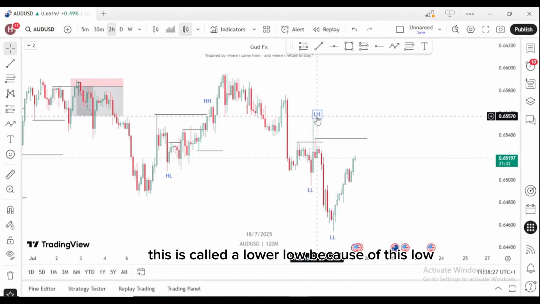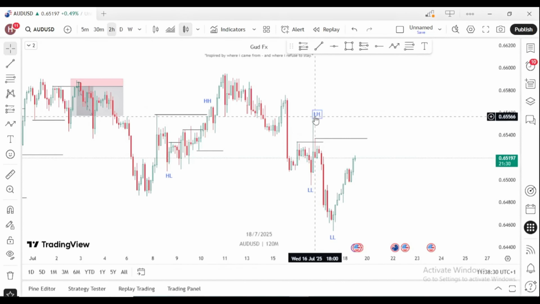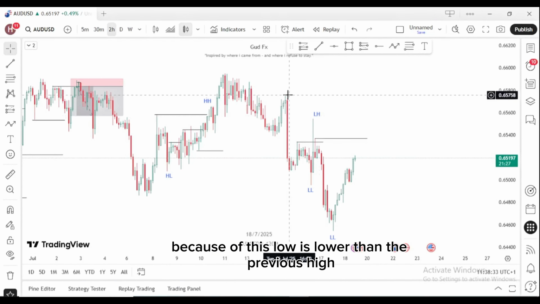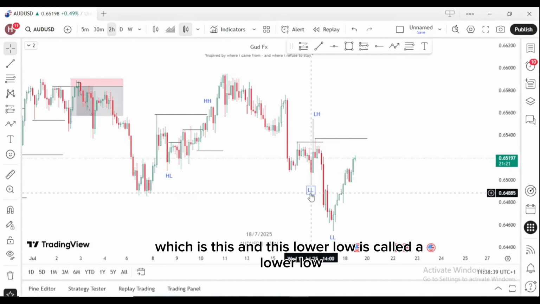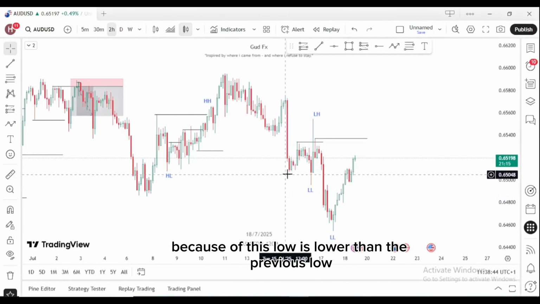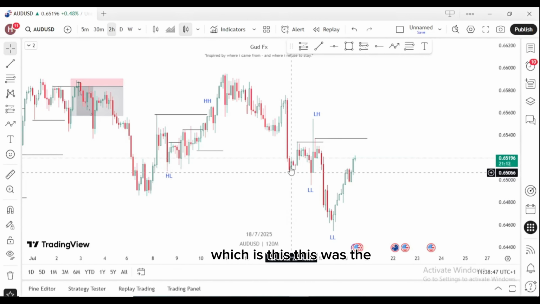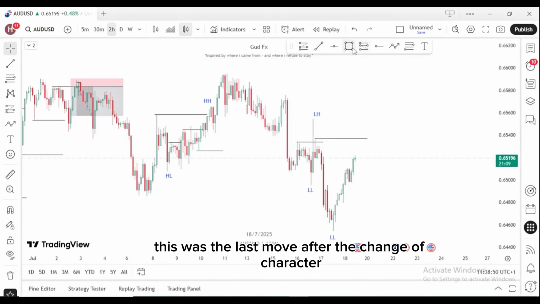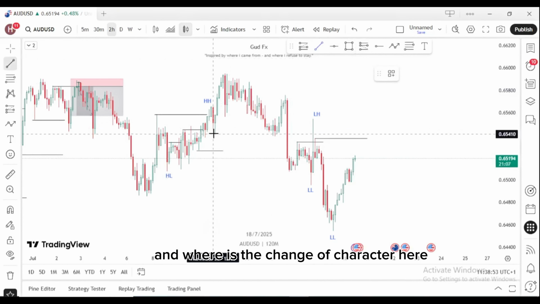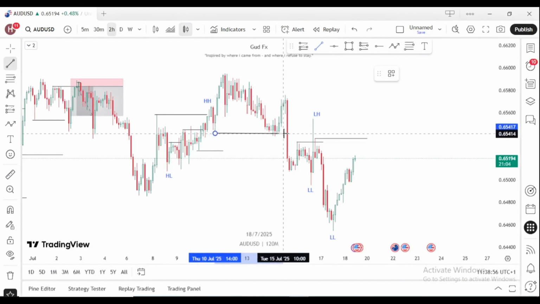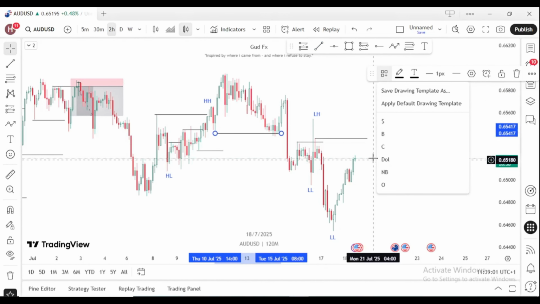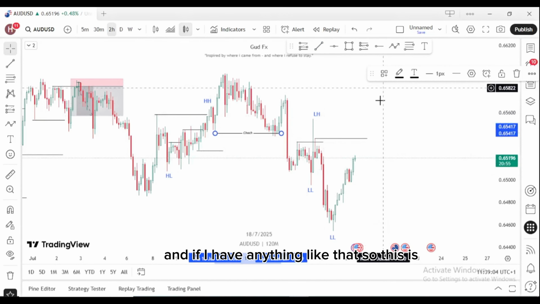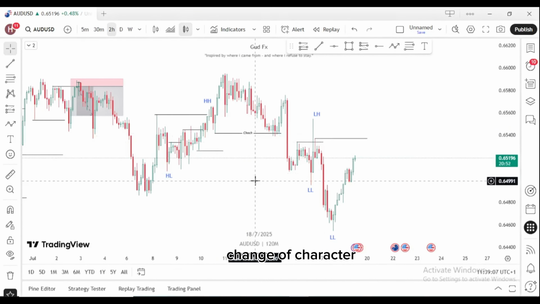This is called a lower high, sorry, because this high is lower than the previous high, which is this, and this lower low is called a lower low because this low is lower than the previous low, which is this. This was the last low after the change of character. And where is the change of character? Here is the change of character in the market. Change of character.